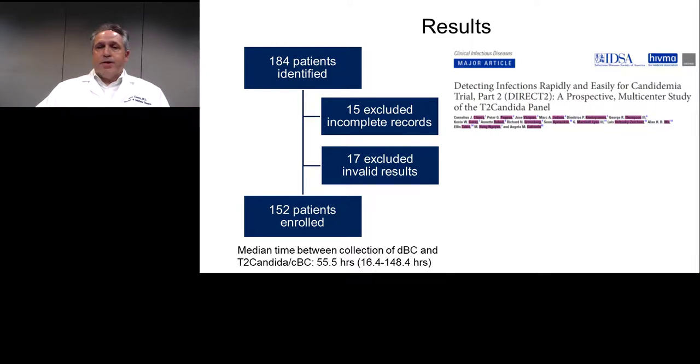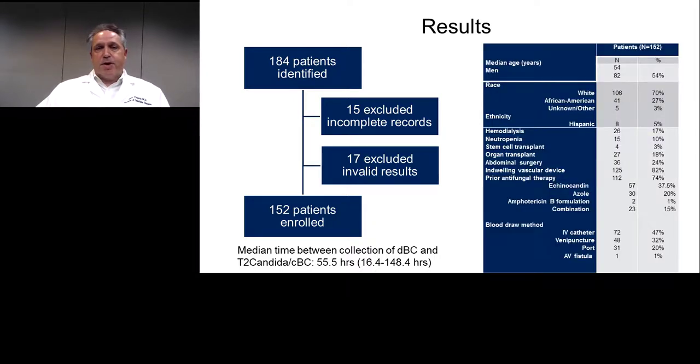Here we can see the patient clinical characteristics and demographics, and simply to point out that this was a typical patient population that would be enrolled in candidemia trials, and also to draw attention to the fact that 3/4 of these patients were in fact receiving antifungal agents at the time of enrollment into the study. So at the time that the T2 sample and companion blood culture were drawn, they were already on antifungal therapy.